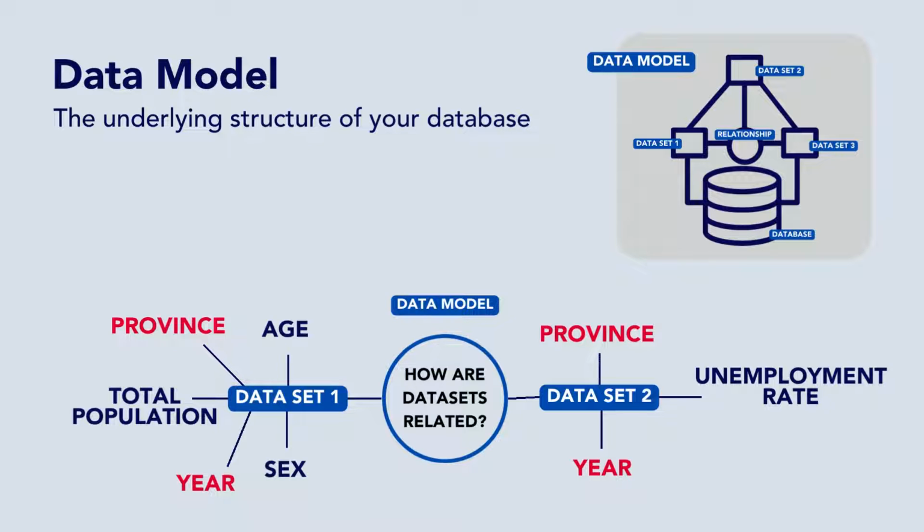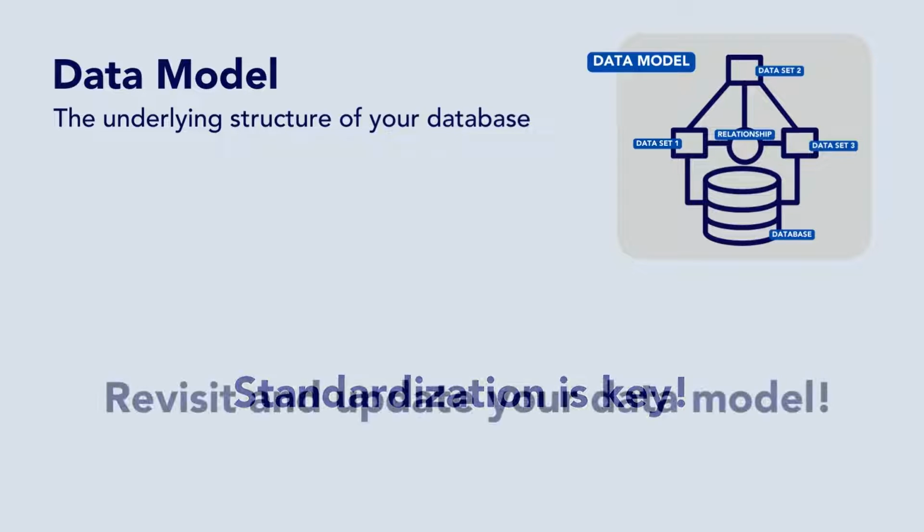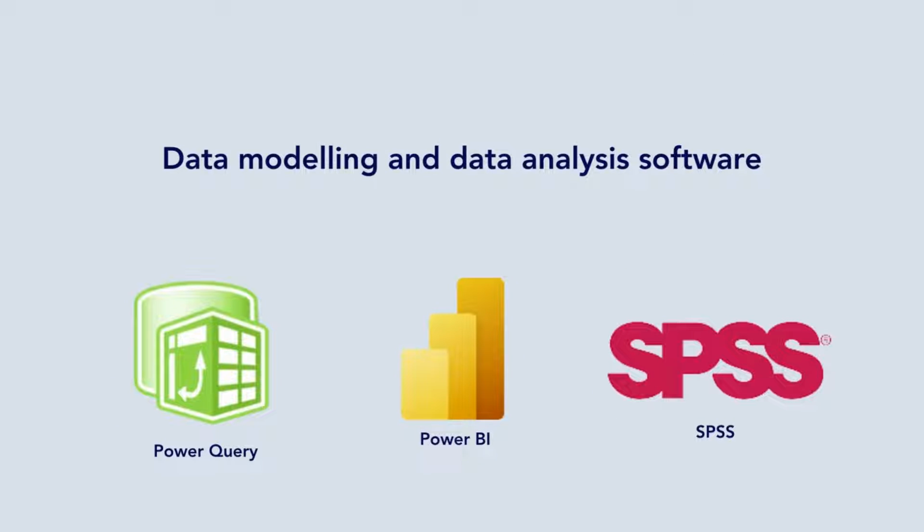Data sets can be related to each other spatially or by a different attribute. Remember from the previous step in the data journey that standardization is critical for defining these relationships as it ensures compatibility. Data modeling is an iterative process and it can be revisited and updated as new data or analysis is introduced or as research needs change and evolve. In most cases, data modeling and data analysis use the same software, such as Power Query, Power BI, and SPSS.